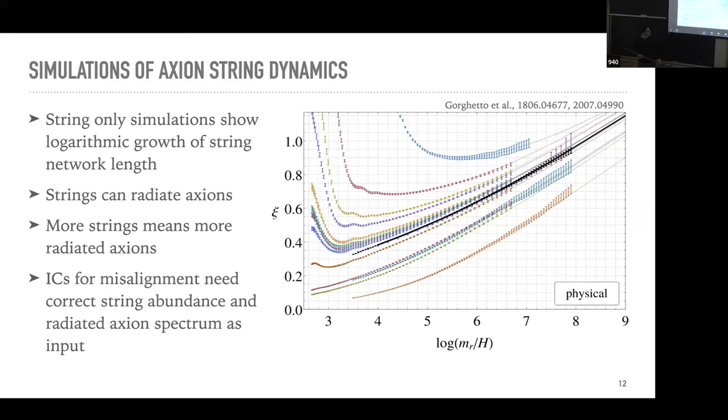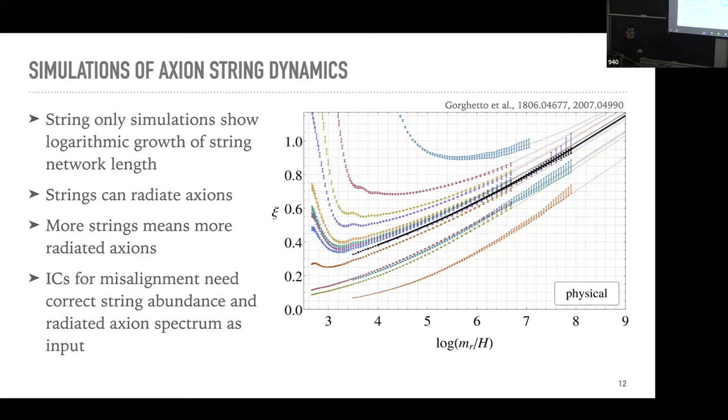And what they find is that more or less independent of the initial conditions that they gave their field, it seemed like the system was evolving into some attractor solution where the string length, measured in Hubble lengths per Hubble volume, is growing something like log of mr over H. And so this matters because that means essentially, as a function of time, you're getting more strings.